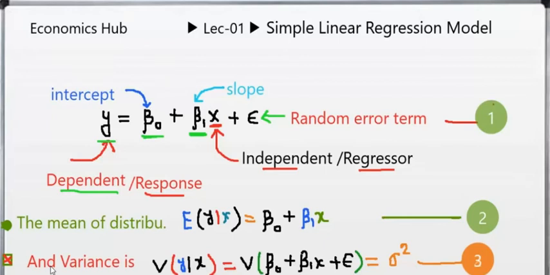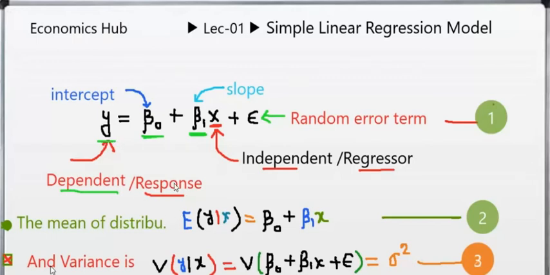The slope beta 1 is the change in the mean of the distribution of y produced by a unit change in x. This is very important. Suppose the regressor increases by 10 units, how much will the dependent or response variable increase? Or suppose the regressor decreases by 5 units, how much will y decrease or increase? This is one kind of relationship, and later we'll define why we call it linear regression and why it's not multiple regression. We will talk about that in the last part of our video.